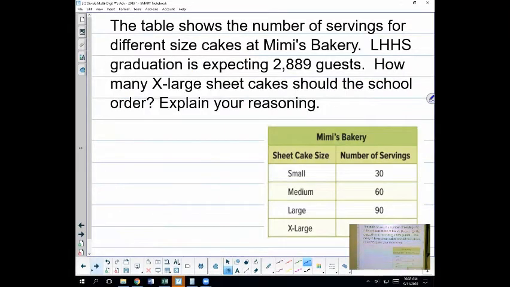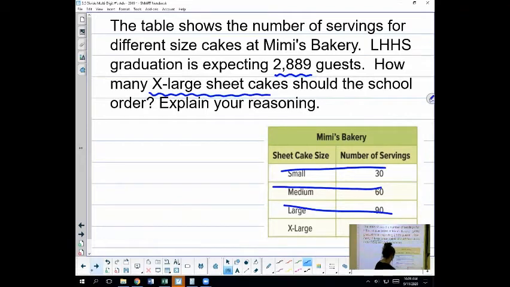The table shows the number of servings for different size cakes at Mimi's Bakery. Licking Heights High School graduation is expecting this many guests. Not in 2020 though. How many extra large sheet cakes should the school order? So we are not looking at the small, the medium, or the large, we're looking at the extra large.